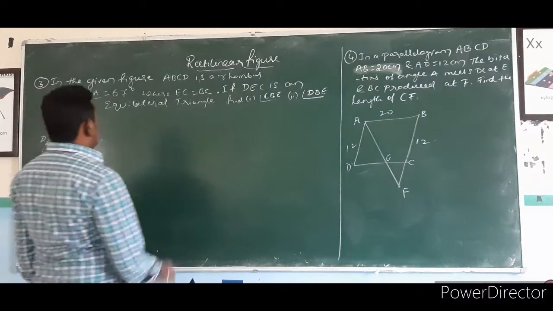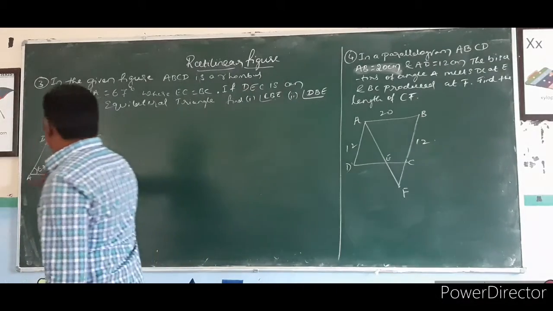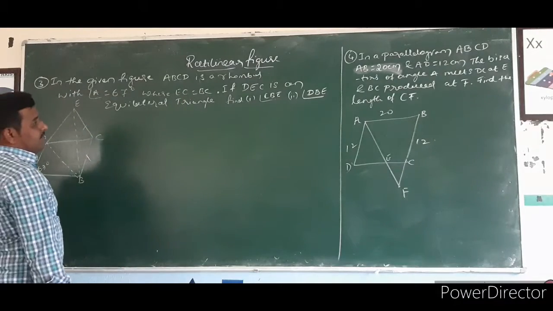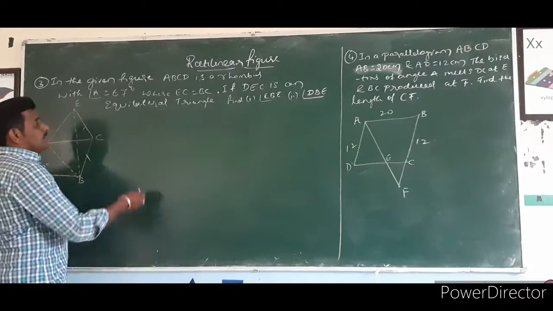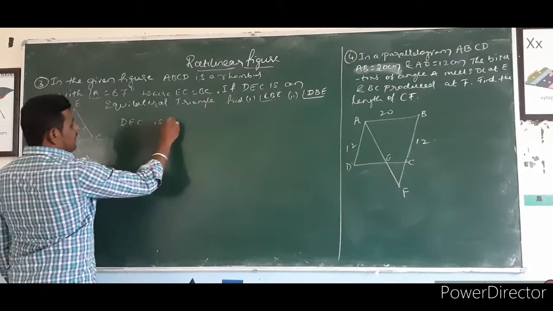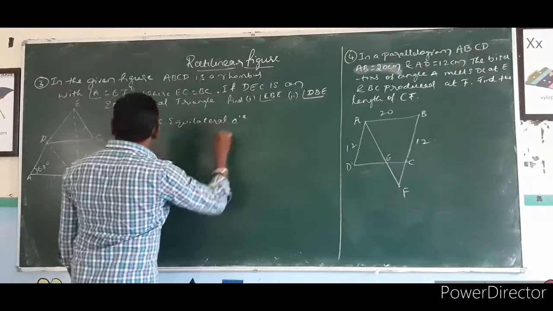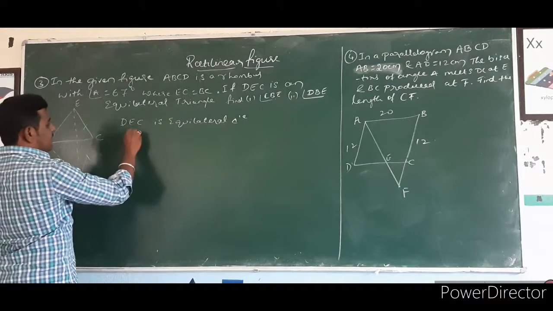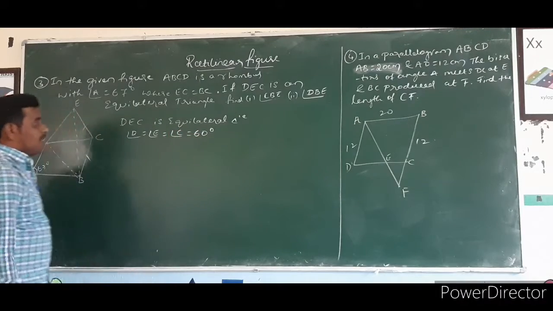Next problem. In the given figure, ABCD is a rhombus and angle A is equal to 67, where EC and BC are equal. If DEC is an equilateral triangle, find angle CBE and angle DBE. DEC is an equilateral triangle, which means what about all the angles in DEC? Angle D, angle E, angle C are equal to 60 degrees according to the data.